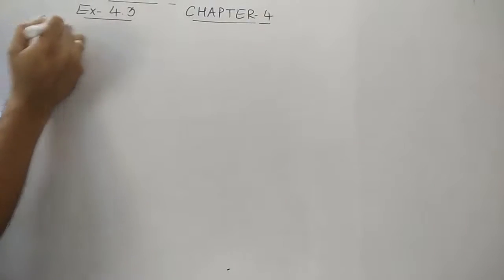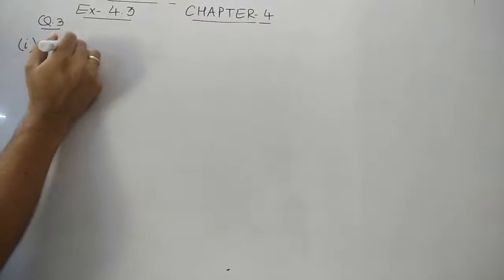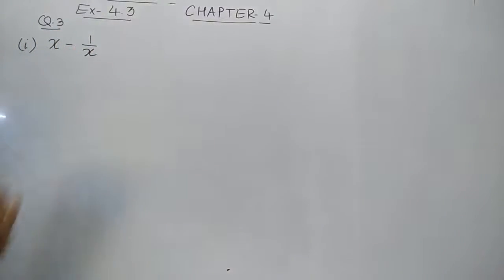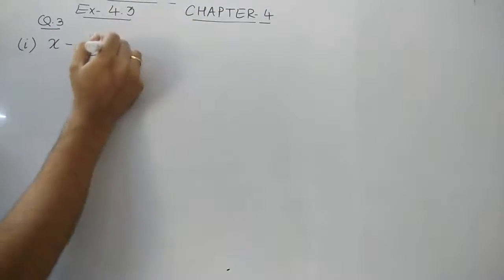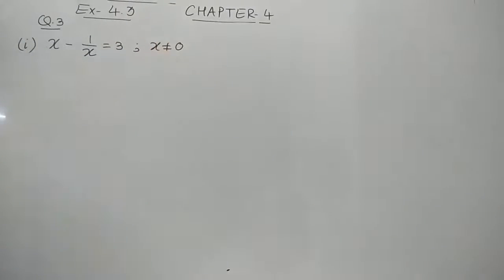With the question number 3 of exercise 4.3. In this question, we have to find the roots of this equation. This is a quite interesting question. The method is not mentioned here, but look at the question. It is x minus 1 upon x is equal to 3, and given x is not equal to 0.